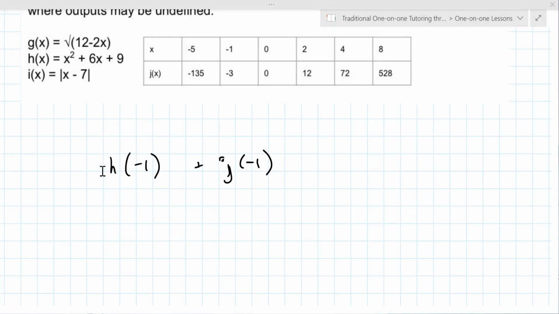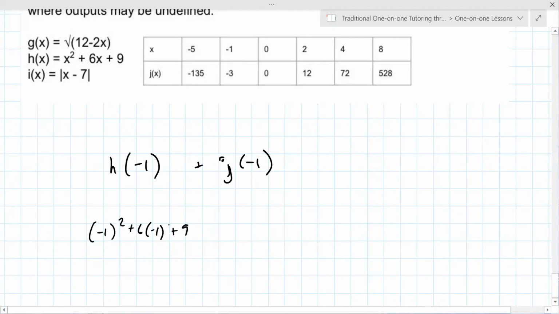Okay, so h of -1 is using this middle one here. So it's (-1) squared plus 6 times (-1) plus 9. Notice I put them in parentheses. So that's 1 minus 6 plus 9, which gives you 4. j of -1 comes from the table. That's this one right here, -3. 4 plus -3, so the answer is 1.